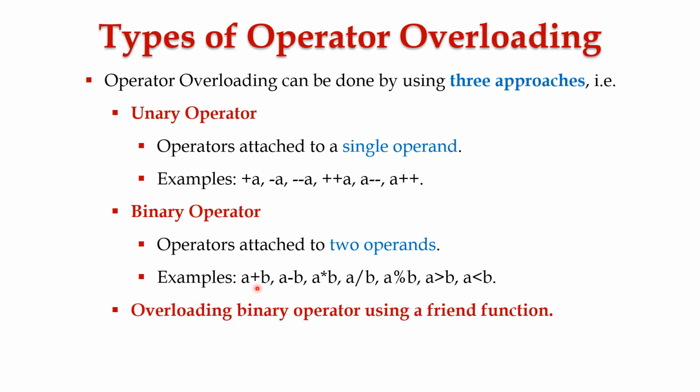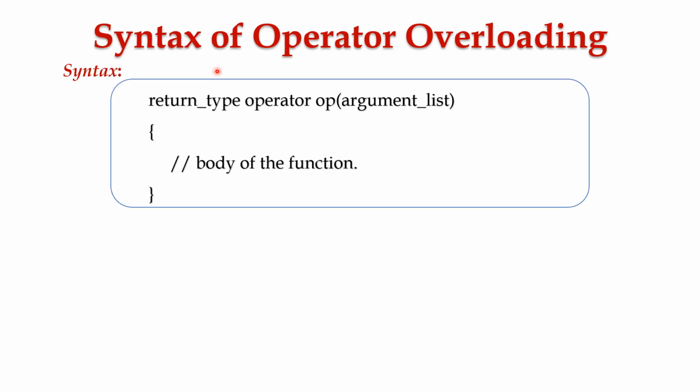The next method is overloading binary operators using the friend function. Now let's learn the syntax of operator overloading. The syntax is return type, operator OP, followed by the list of arguments. Then we have the open curly parenthesis, within that we have the body of the function, and we end it with the closed curly parenthesis.